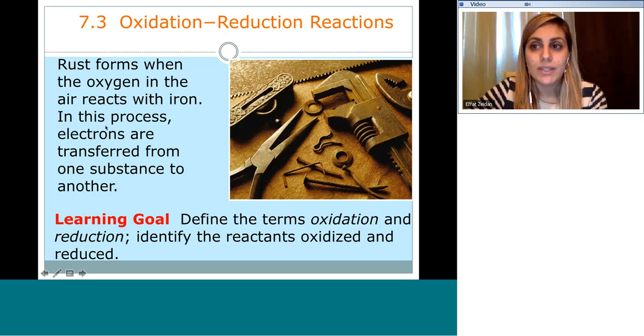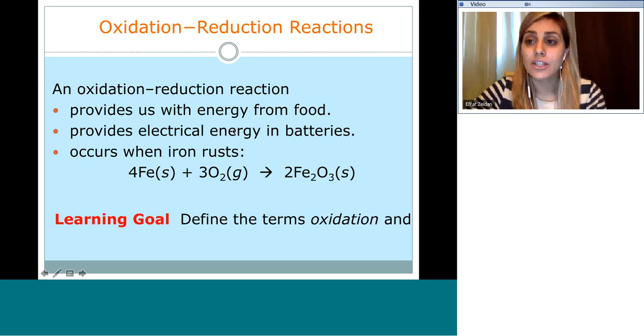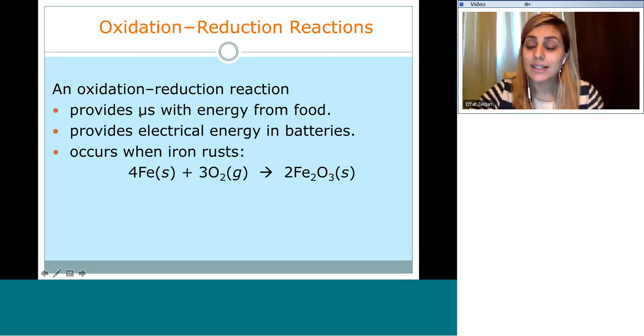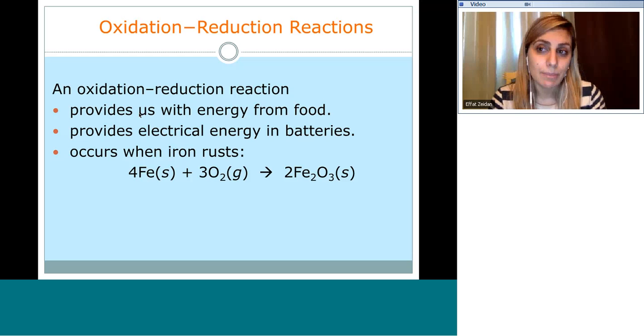In this process, there's an electron transfer between the two different elements. So electrons are being transferred from one substance to the other. An oxidation reduction reaction provides us with energy from food. These are basic chemical reactions that occur in our body. It breaks down food and generates energy from food. It provides electrical energy in batteries. It occurs when iron rusts as well.